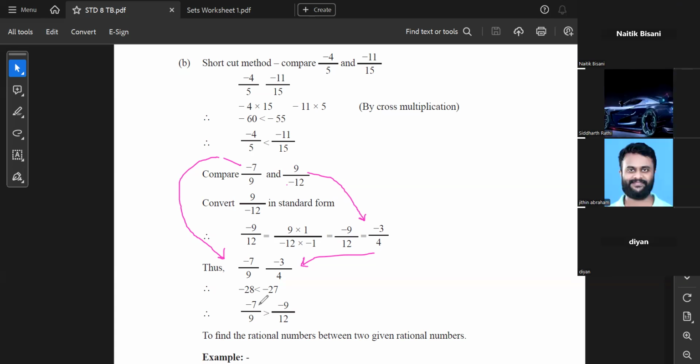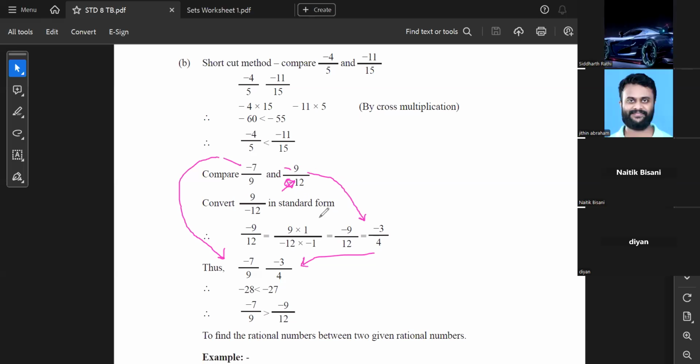Yes, Naitik. Sir, but when we multiply minus 7 and minus 12, we get positive 84. And 9 nines is 81. So minus 7 by 9 will be greater than minus 9 by 12. No, why did you get that answer? Because in the rational number, we have already said the standard form of a rational number will never have a negative in the denominator. It will always have the negative in the numerator. So this is your standard form, if you are using it as it is.